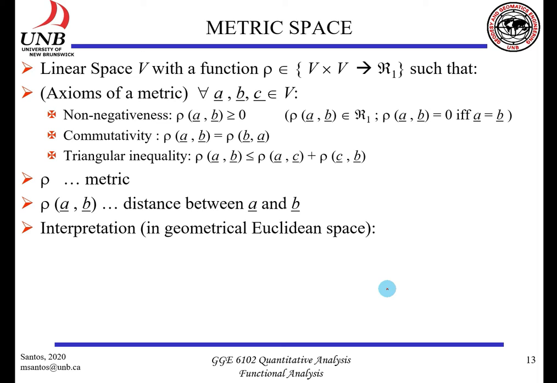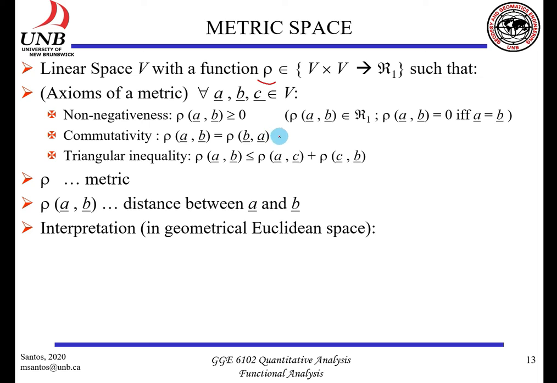Let's define now metric spaces. A linear space which has a function, a metric, a function rho, in such a way that it satisfies the axioms of a metric, is called a metric space. So what is a metric? A metric is basically a distance between two vectors. The axioms of a metric are that it is never negative.